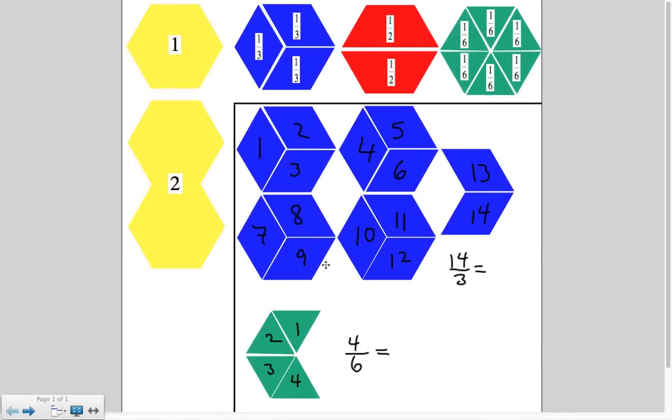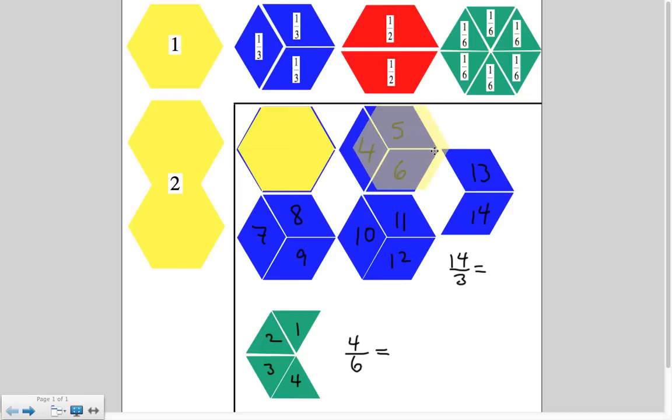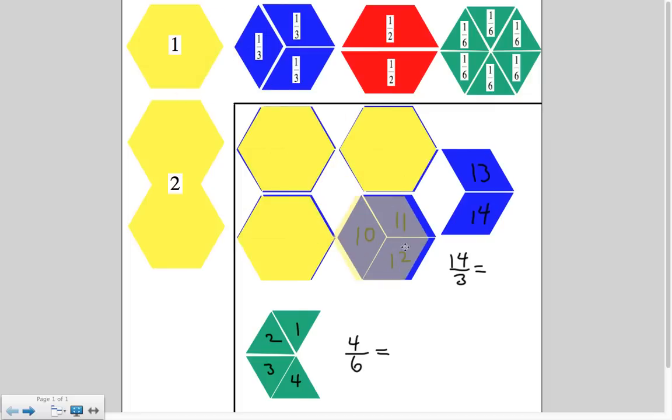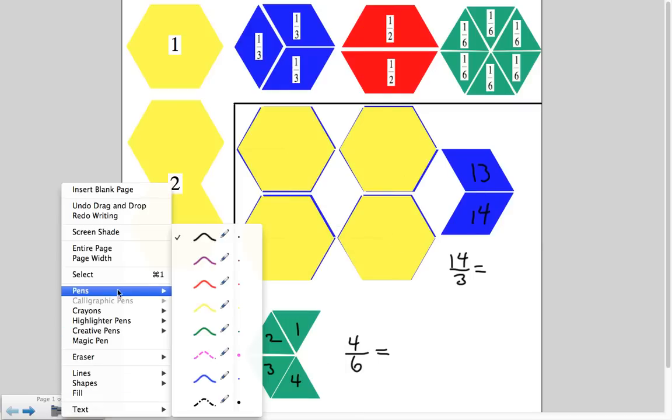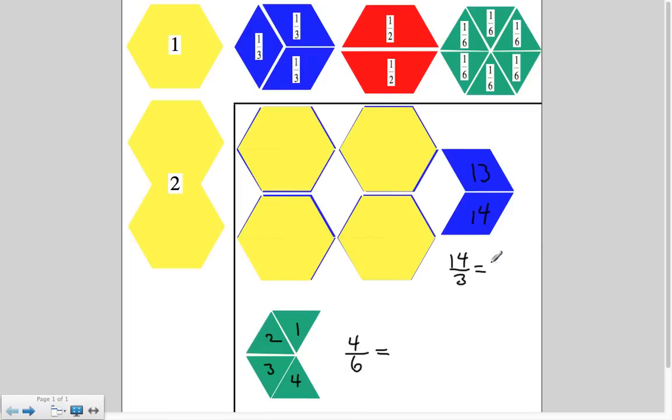So what I've done is I've taken 14 of these thirds, and let's suppose I didn't know what it was equal to. What I could do is take one whole and cover up 3 of these thirds, take another whole and cover up 3 of these thirds, take another whole and cover up 3 of these thirds, and one more that would cover up 3 more thirds. So I can see that we have 4 whole plus 2 more thirds.